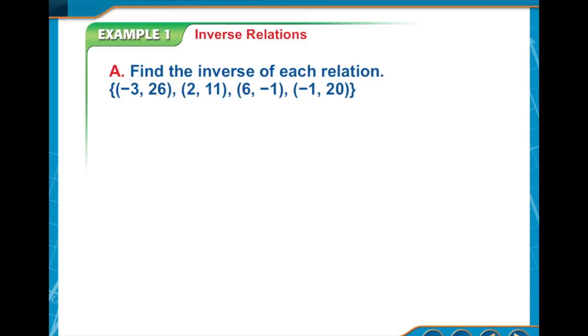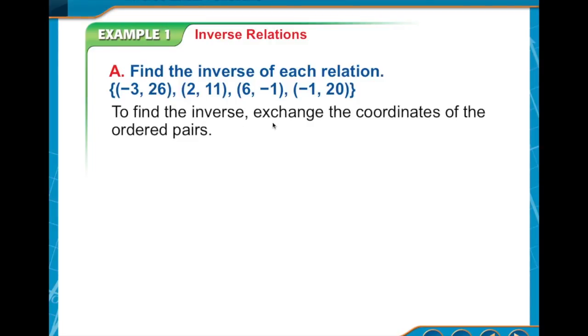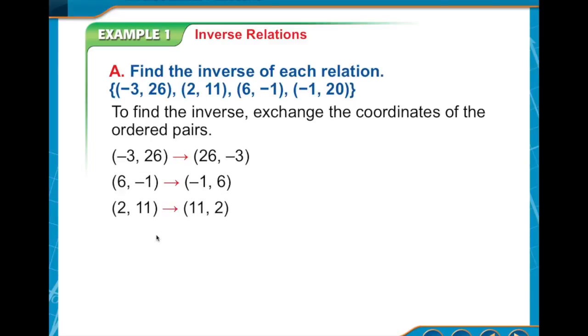So here's our first one. We're given 4 points. We're asked to find the inverse of these points. So given the steps we just talked about, we know we can find that. We exchange, which is another way of saying switch, the coordinates of each pair. So switch the first one and the second one. Bam, we get 26, negative 3. Follow that same logic. So where we have a 6, negative 1, switch their order. Bam, negative 1, positive 6. That's it. Switch this, 11 and 2. Switch these, 20, negative 1.